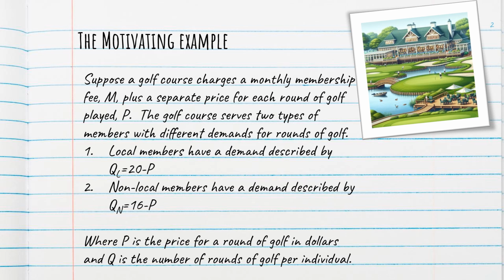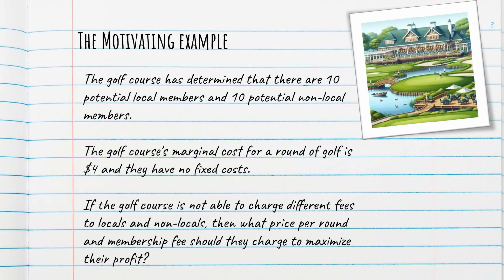Local members have a demand described by Q equals 20 minus P, and non-local members have a demand described by Q equals 16 minus P. In this case, P is the price for a round of golf in dollars, and Q is the number of rounds of golf per individual. The golf course has determined that there are 10 potential local members and 10 potential non-local members. Their marginal cost for a round of golf is $4, and they also have no fixed costs.